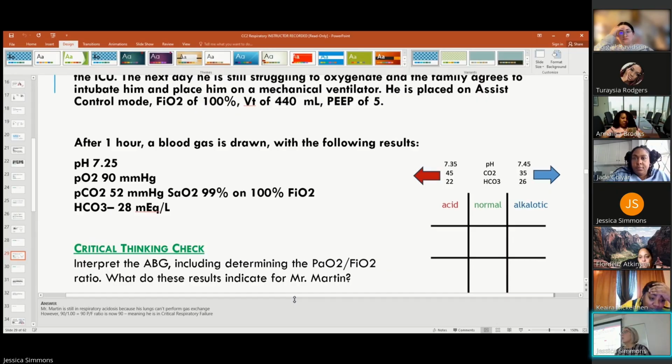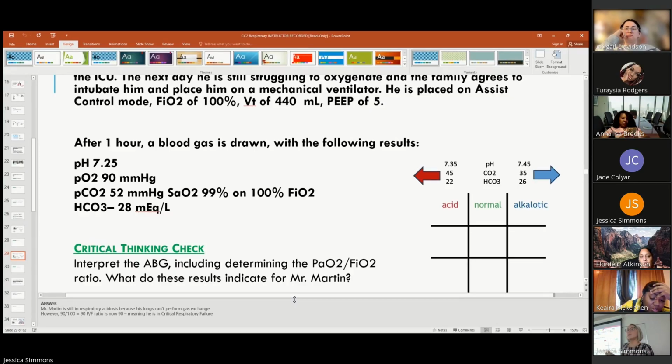Your number, not the SaO2. PaO2, because now we have an arterial blood gas that's showing a PaO2. At first, all we had was the pulse ox.